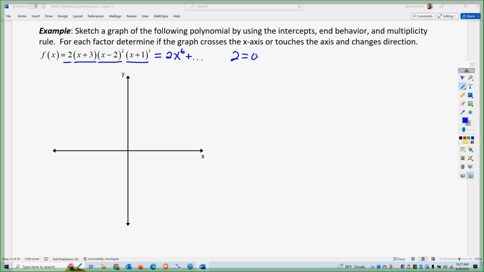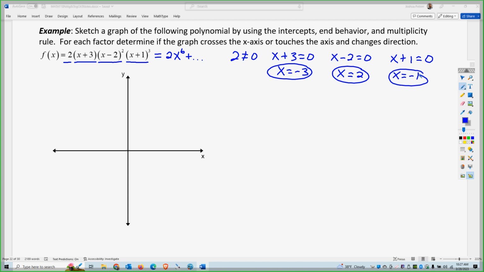So 2 does not equal 0. x plus 3 is equal to 0. x minus 2 is equal to 0. And x plus 1 is equal to 0. To be clear, a lot of the times they give them in general form. You'll have to factor and get it down to like this, but to save time, I've already done the factoring for you. Okay, so x equals negative 3, x equals 2, and x equals negative 1. So I think we're good there. Okay, so my x-intercepts are (negative 3, 0), (2, 0), and (negative 1, 0).